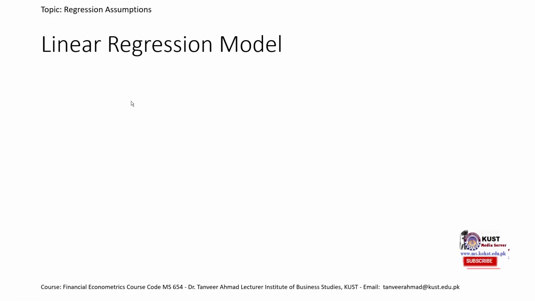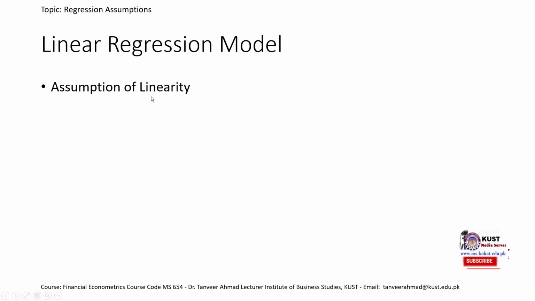So let's start with the first one, the linear regression model. The first assumption that we are going to understand is the linear regression model. The model should be linear, and it is also called the assumption of linearity. Simply put, this assumption states that the relationship between the independent variable and the dependent variable should be linear. It should be represented by a straight line.